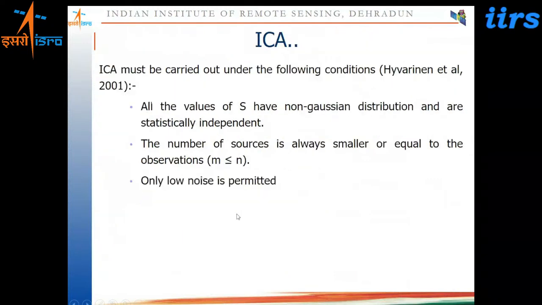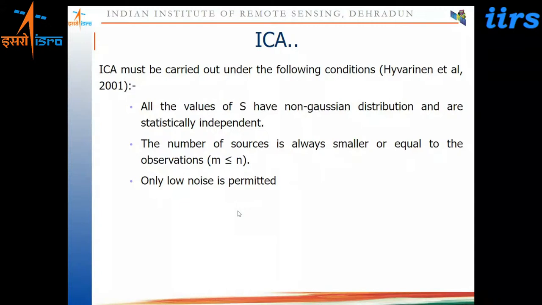Now for carrying out ICA, the following conditions are required. The first is that all the values of S have a non-Gaussian distribution and are statistically independent. If the distribution of the values of S is Gaussian, then we won't be able to do this independent component analysis. The second condition is that m should be less than or equal to n, and the third condition is that very low noise is permitted.